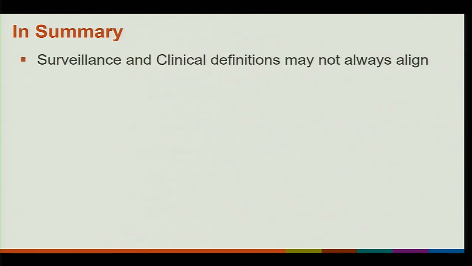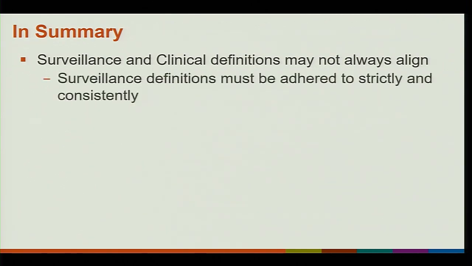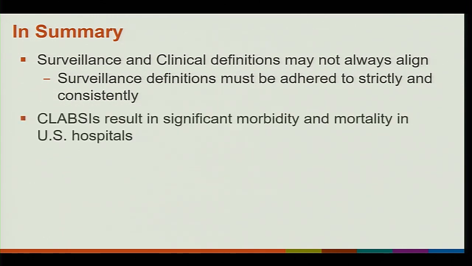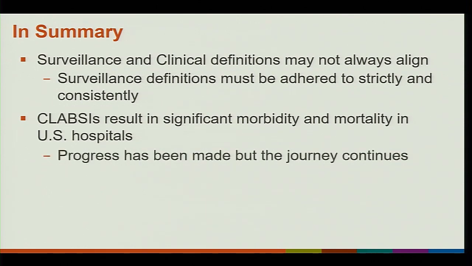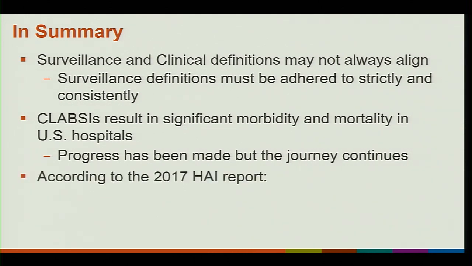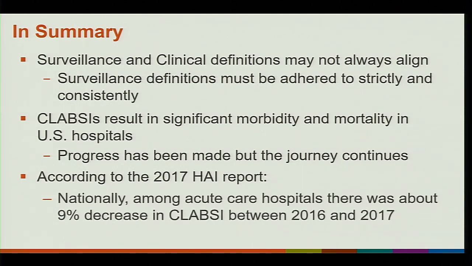So in summary, we know that surveillance and clinical definitions may not always align. Surveillance definitions must be adhered to strictly and consistently. CLABSIs result in significant morbidity and mortality in U.S. hospitals. Progress has been made, but the journey continues. According to the 2017 HAI report, nationally, among acute care hospitals, there was about a 9% decrease between 2016 and 2017.